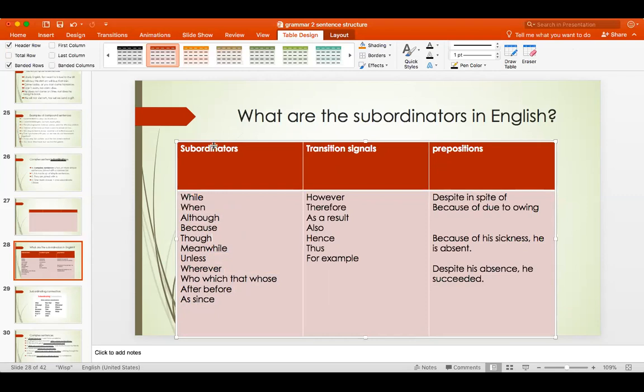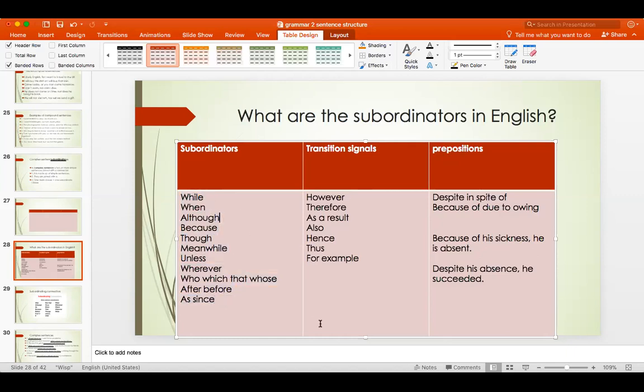But sadly, sometimes students confuse the subordinators, the transition signals, and the prepositions. The prepositions and the transition signals are not connectors. They don't make simple, compound, or complex sentences. We use them, and they could have the same meaning basically, but it's wrong to link sentences with the transition signals or the prepositions. I'll show you in a bit. But let's focus on these.